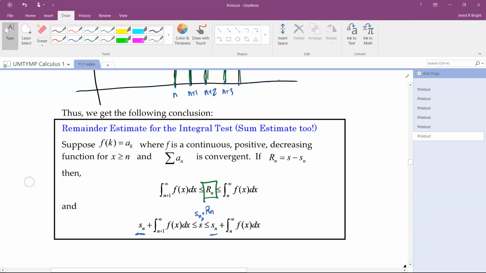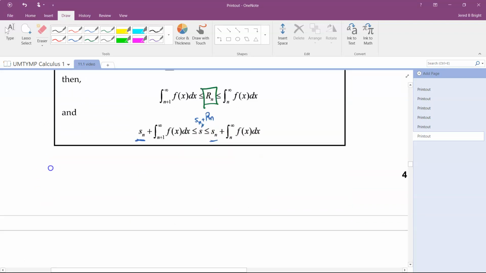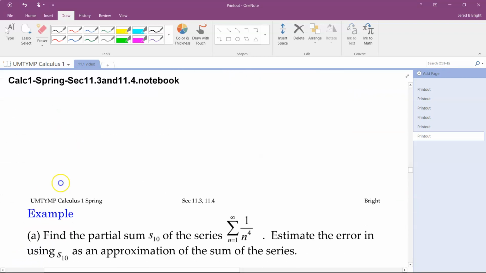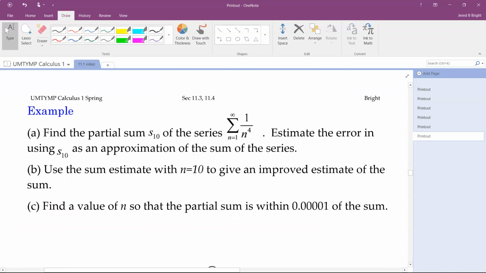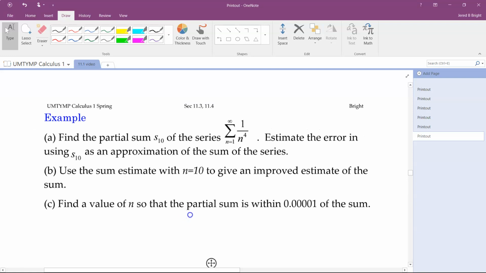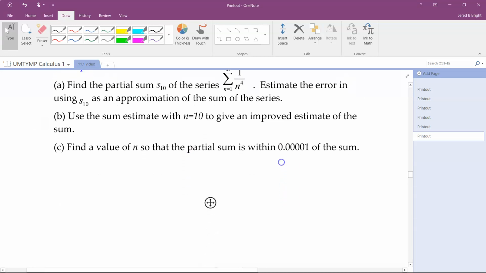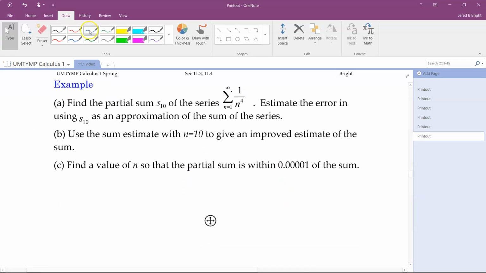Okay, so now how or why is this useful? Let's see an example. Okay, so we have this and we want to find the partial sum, and then estimate the error in using this as a sum of a series, and then we have a whole bunch of other things to do. Okay, so for part A, S10, I'm going to tell you you can do the calculation if you would like.